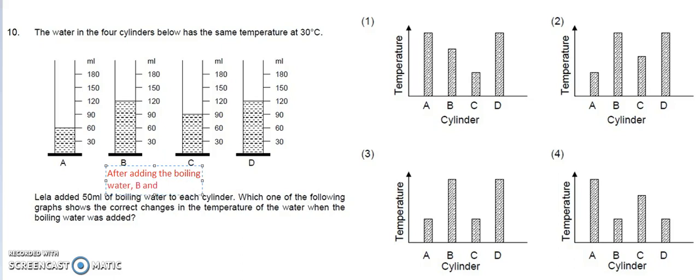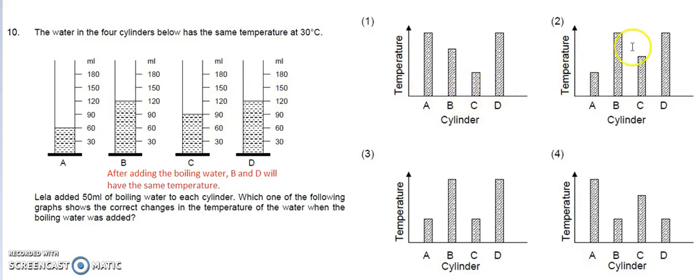B and D will have the same temperature. So after adding the boiling water, B and D will have the same temperature. How do we know this? It's because B and D has the same volume. So after adding the boiling water of 50 mils, both B and D will have the same temperature.